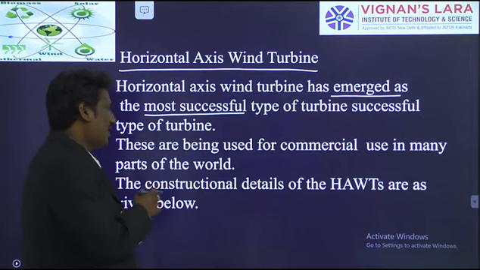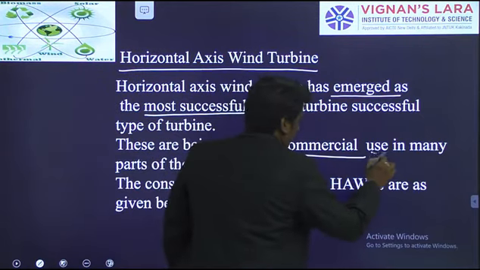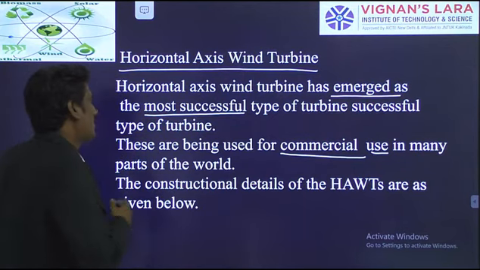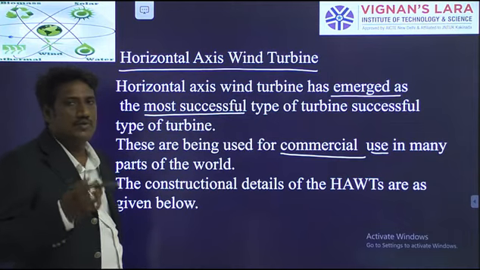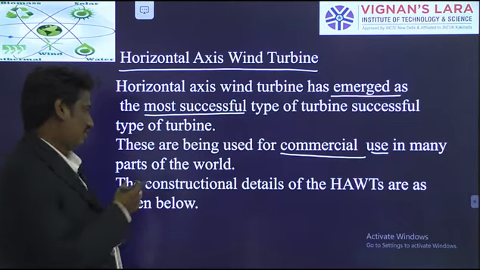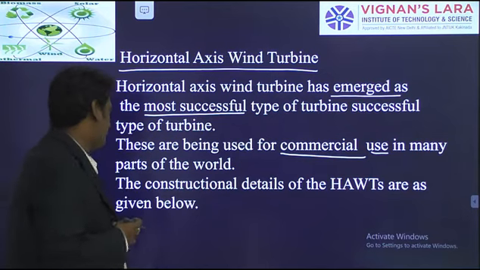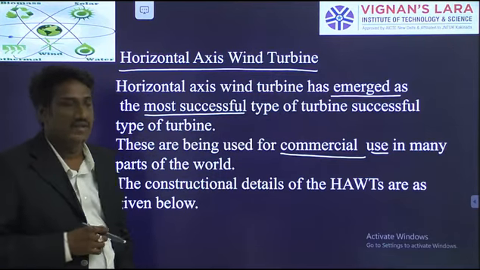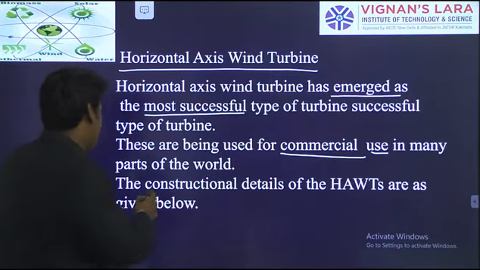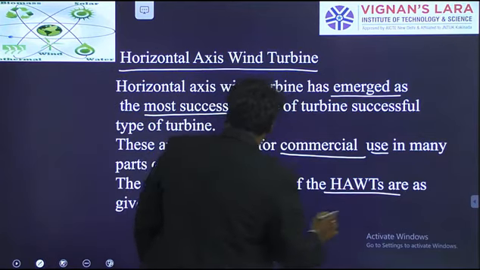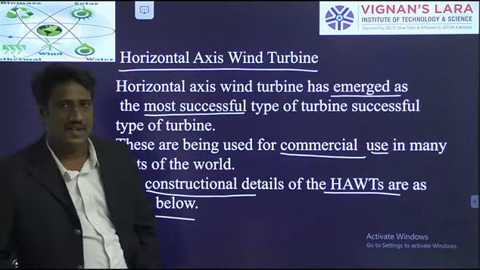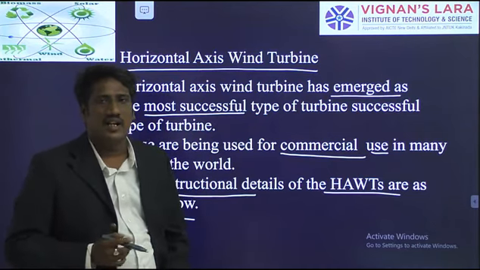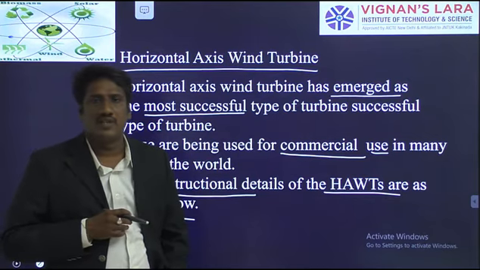Next, these are being used for commercial use. Commercially you can use these horizontal axis wind turbines, and you are able to produce a huge amount of electrical energy with the help of this wind turbine. So it can be commercially useful worldwide, that you can observe. The constructional details: what are the different components it mainly has, and what are the functions of all the components that we are going to see here?